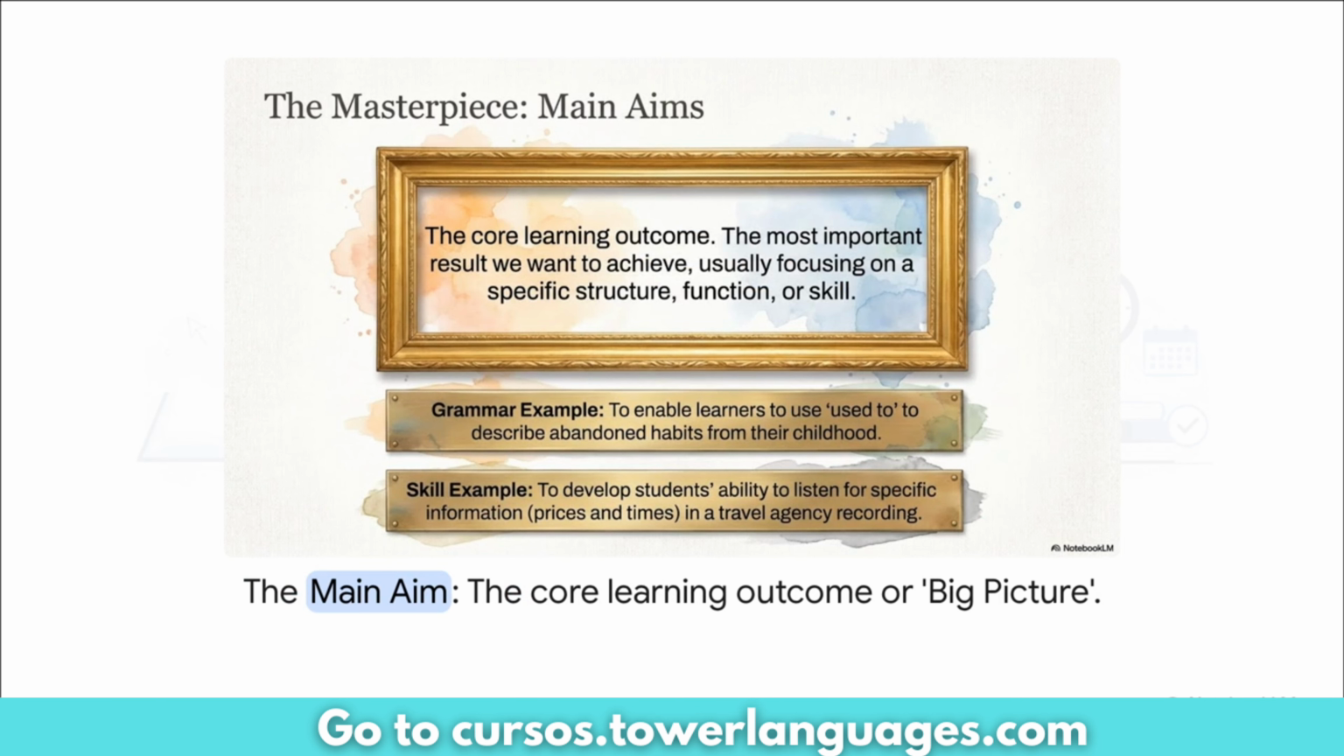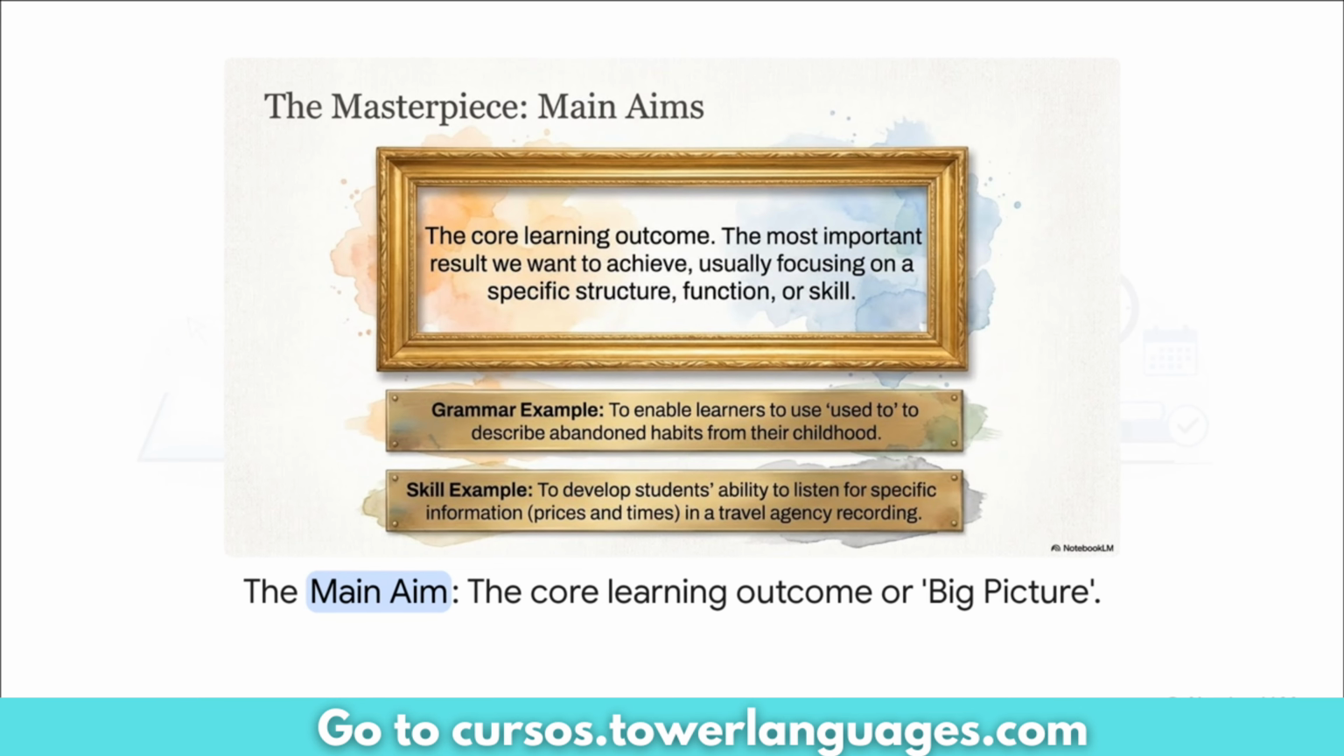Let's kick things off with the most important result, your masterpiece, which we call the main aim. This is the core learning outcome, the absolute primary goal of your entire lesson. It usually focuses on a specific structure, a language function, or a skill. For example, if you're teaching a grammar lesson, your masterpiece might be to enable learners to use 'used to' to describe abandoned habits from their childhood.